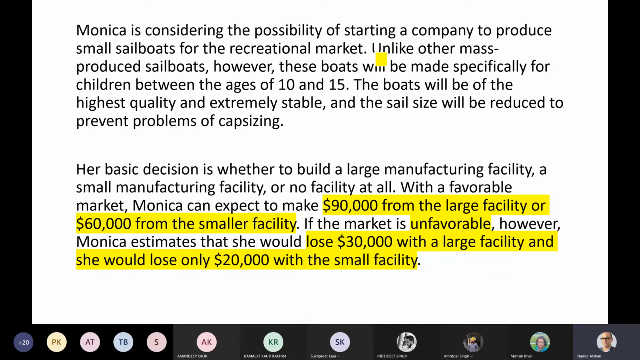What is the problem? Her basic decision is whether to build a large manufacturing facility, a small manufacturing facility, or no facility at all. With a favorable market, Monica can expect to make $90,000 from the large facility or $60,000 from the smaller one. If the market is unfavorable, however, Monica estimates that she would lose $30,000 with a large facility and $20,000 with a small facility. Okay, before going further, can we make a decision table here?